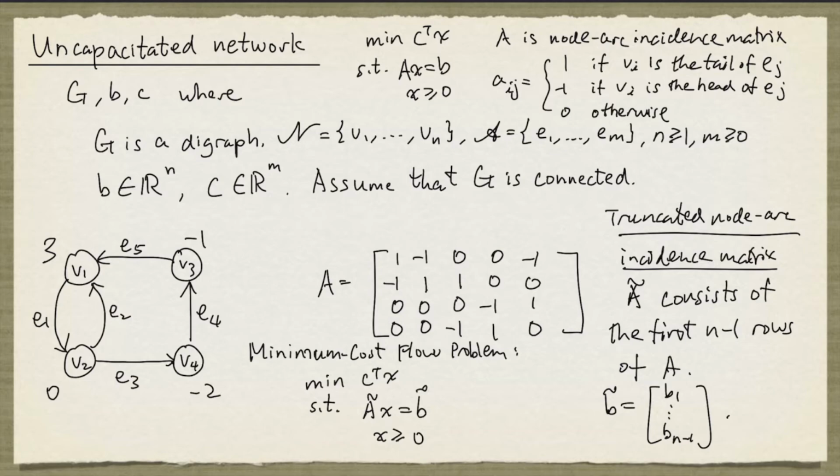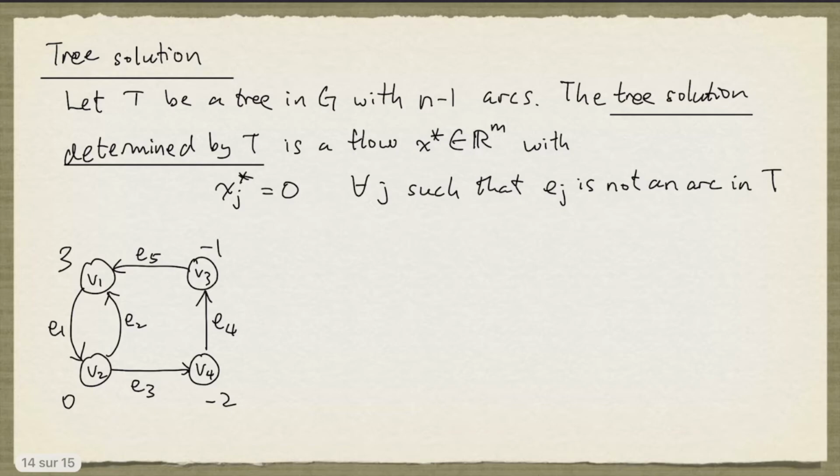But because of the special structure of A, the simplex method can actually be specialized to what is called the network simplex method. And in order to exploit the special structure, let's look at what is known as a tree solution. So let T be a tree in G with n-1 arcs. The tree solution determined by T is a flow X star such that the entries of X star corresponding to arcs that are not in T are 0.